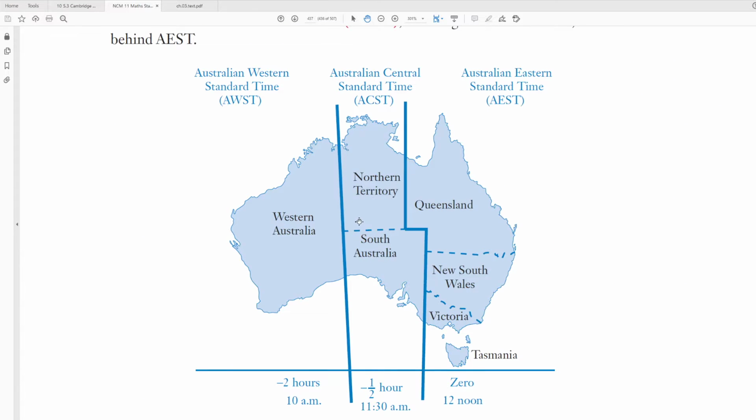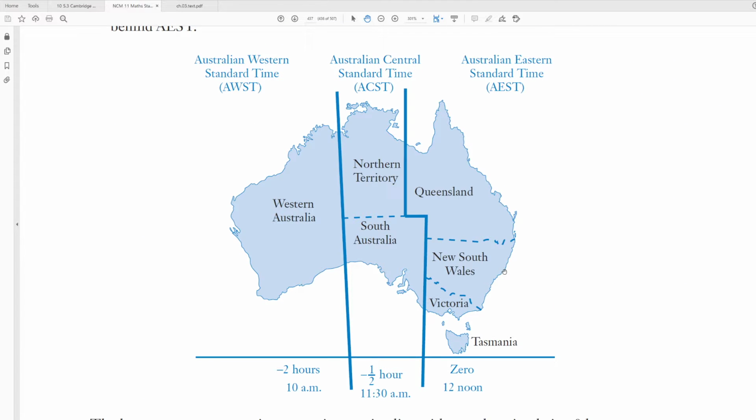So, let's look at this first one. If it was like, say, 3 p.m. in Sydney, then in Western Australia, because it's 2 hours behind, you subtract 2 hours from 3 p.m. So 2 p.m., 1 p.m. So in Perth, it'd be 1 p.m. Okay, it's basically it. If it was 5 a.m. in Western Australia, okay, then you need to know what time it was in, say, Darwin. Okay, so from negative 2 hours to negative a half hour is 1.5 hours, so you'd have to add 1.5 hours on. So 5 a.m. would be 6:30 a.m. in Darwin.